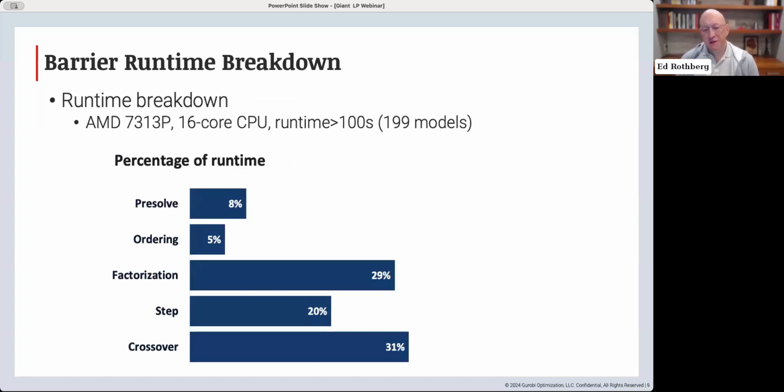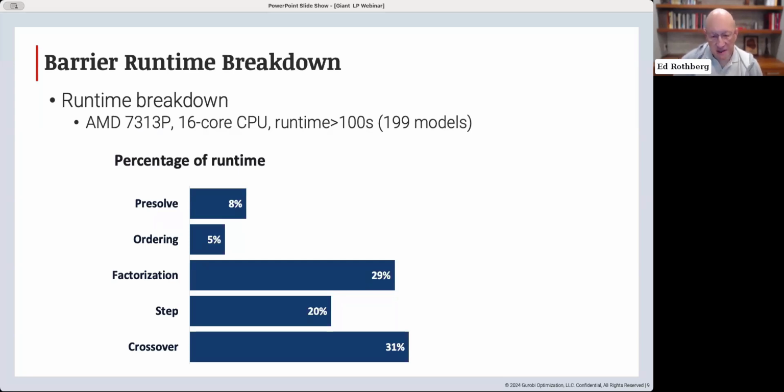So how does this play out? If you look at a breakdown of where runtime is spent in the barrier solver for a variety of models, I just took our standard LP test set. And here I'm just looking at the models that take more than 100 seconds to solve. So there's 199 models in this set, and I ran this on a 16-core CPU, an AMD 7313P. And this is the percentage of runtime across this full set of models that's spent in pre-solve, ordering, factorization, all the different stages of the optimization.